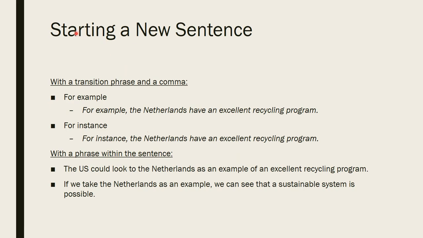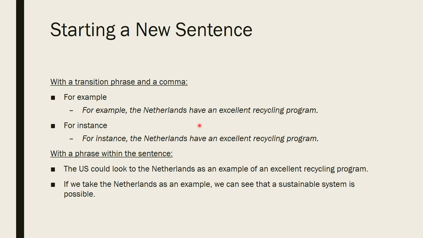One way that you can give examples is to start a new sentence with your example. You can do that with a transition phrase and a comma. So one transition phrase that's very common is "for example." In this sentence we say, "For example, comma, the Netherlands have an excellent recycling program."